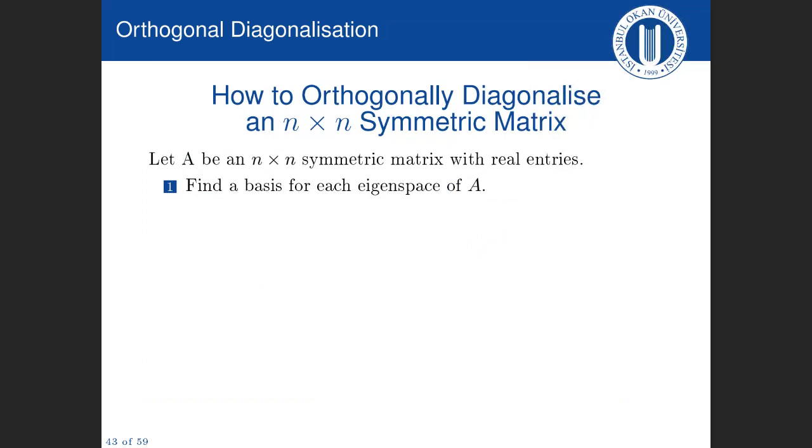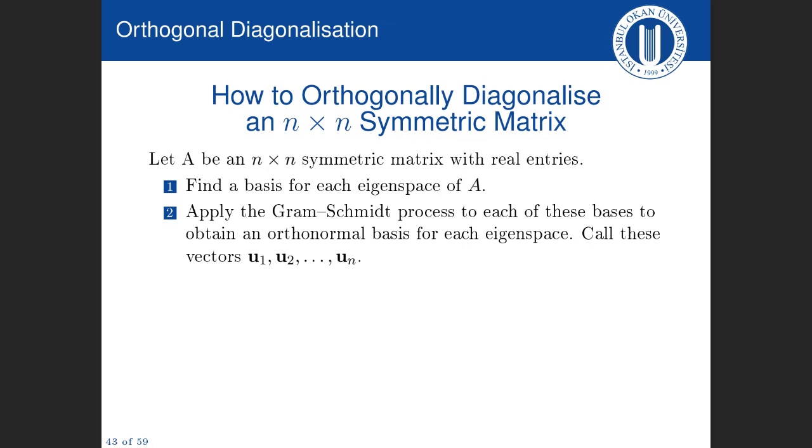How do we orthogonally diagonalize an n by n symmetric matrix? We're only doing this for symmetric matrices because only symmetric matrices can be orthogonally diagonalized. Let A be an n by n symmetric matrix with real entries. Step one, we want to find a basis for each eigenspace of A. But that's not enough. We don't just need a basis, we need an orthogonal, actually an orthonormal basis.